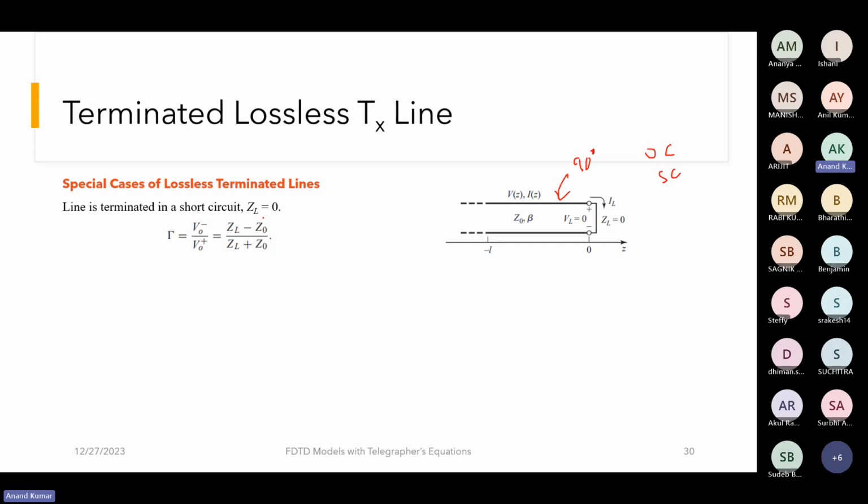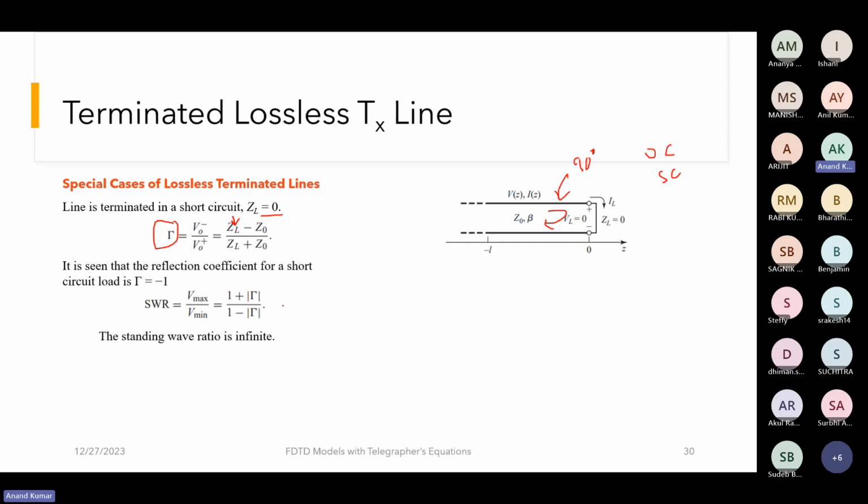So if it is terminated by a short circuit, the load impedance will become ZL equals 0. And we substitute 0 over here, we'll get the reflection coefficient as -1. That means all the waves will be reflected back. The standing wave ratio will become infinite. Yes, if you substitute -1 inside this mod, this will become 0, and this will become infinite, the entire thing.